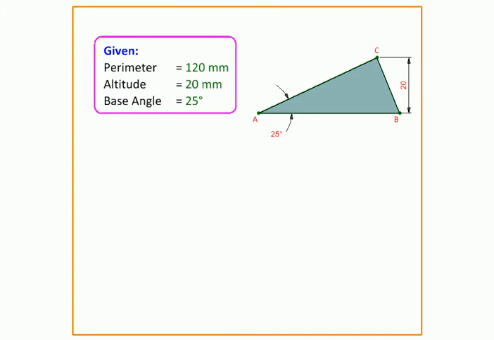Here we are going to solve another triangle construction problem which is pretty similar to what we solved earlier, but just a slight difference. We have been given a perimeter 120 millimeters, we have been given the altitude 20 millimeters like before, but instead of the vertex angle, the top vertex angle, we have been given an angle at the base, and that simplifies the problem a lot.